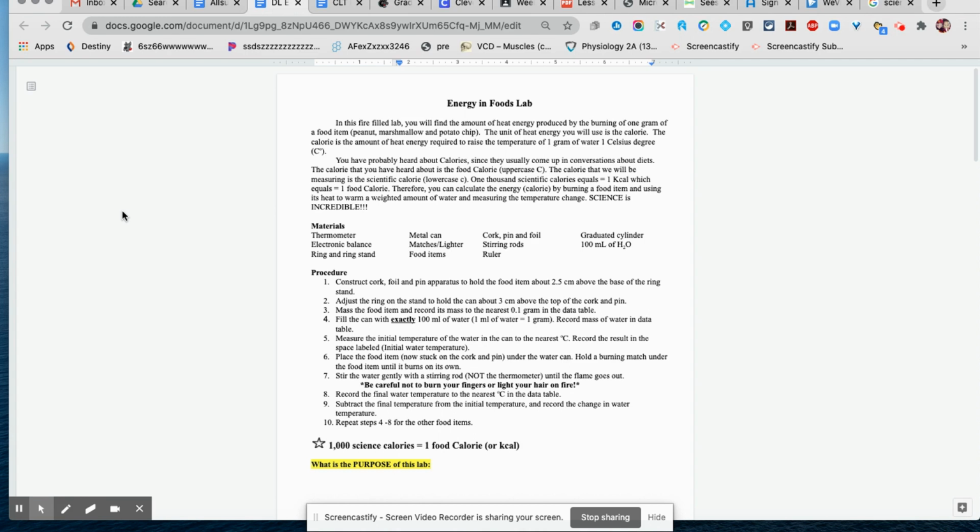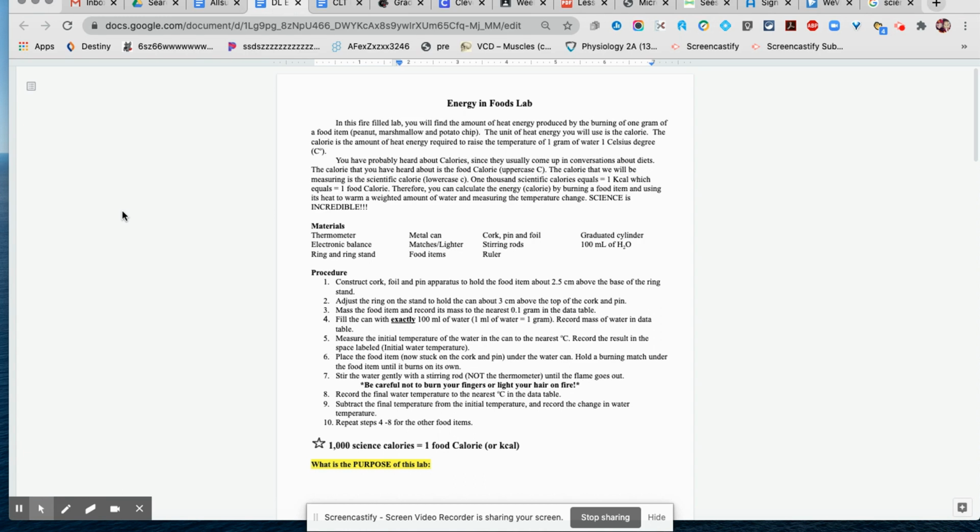So you will be measuring the temperature of water inside of the can. It'll be right above the food items you burn. As the food items burn, the heat will be released, making contact with the bottom of the can and changing the temperature of the water inside, and that you'll be able to measure.